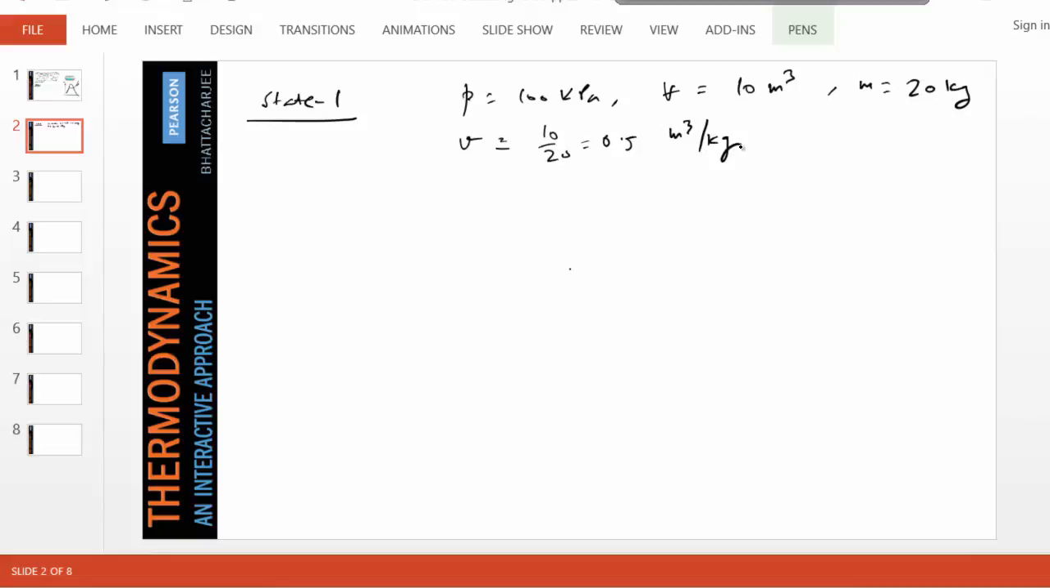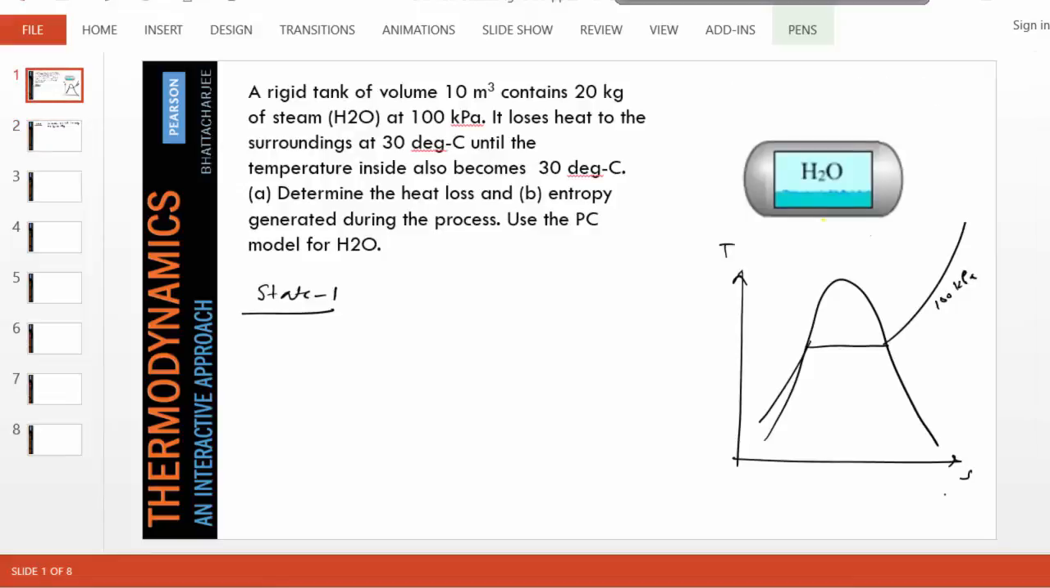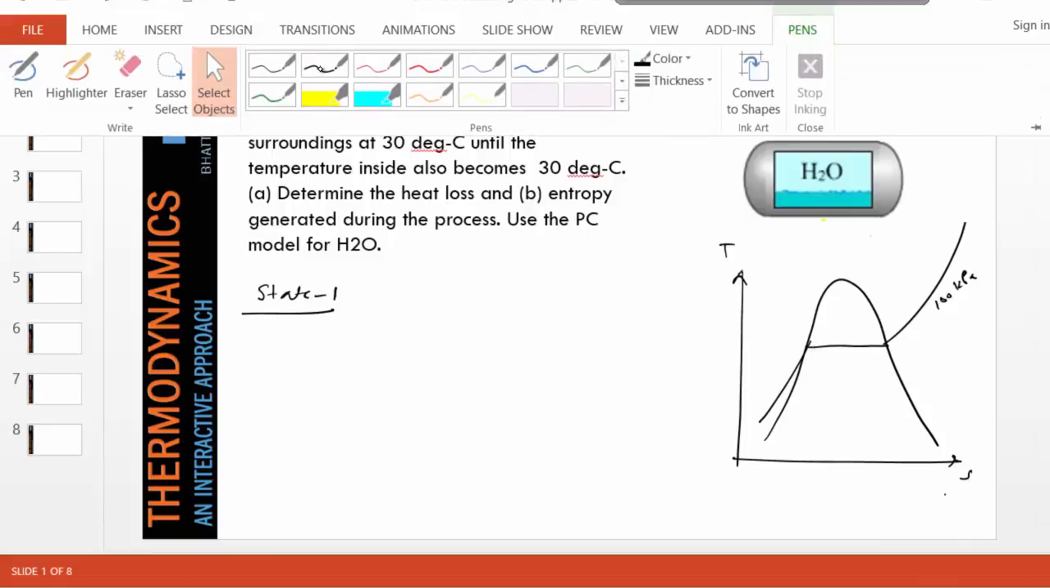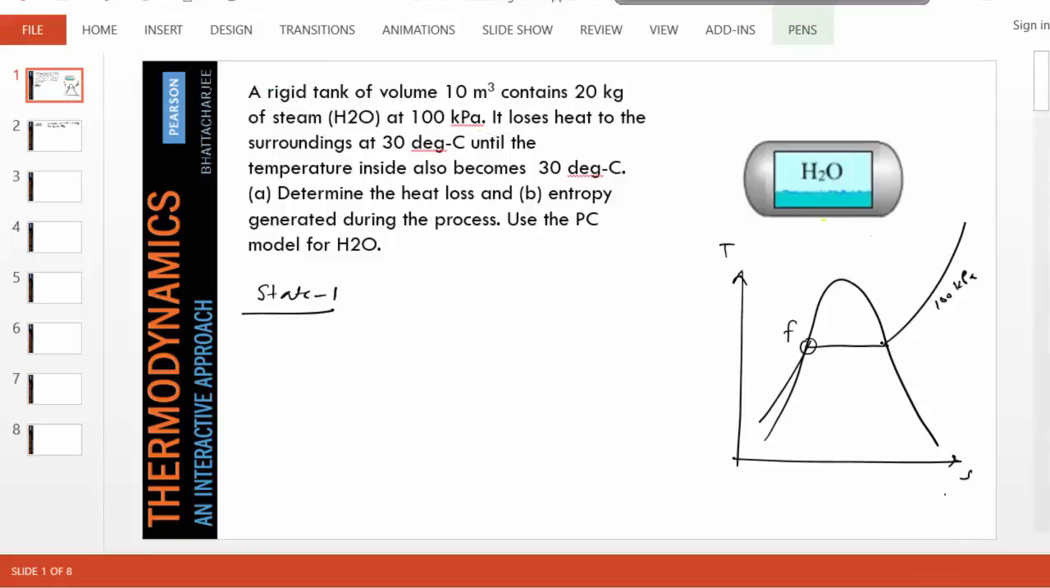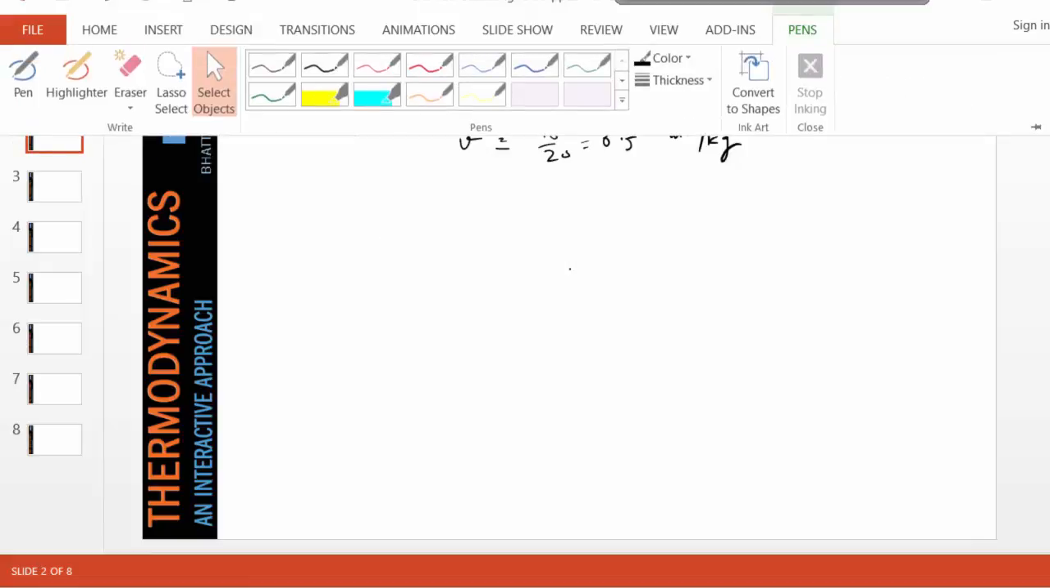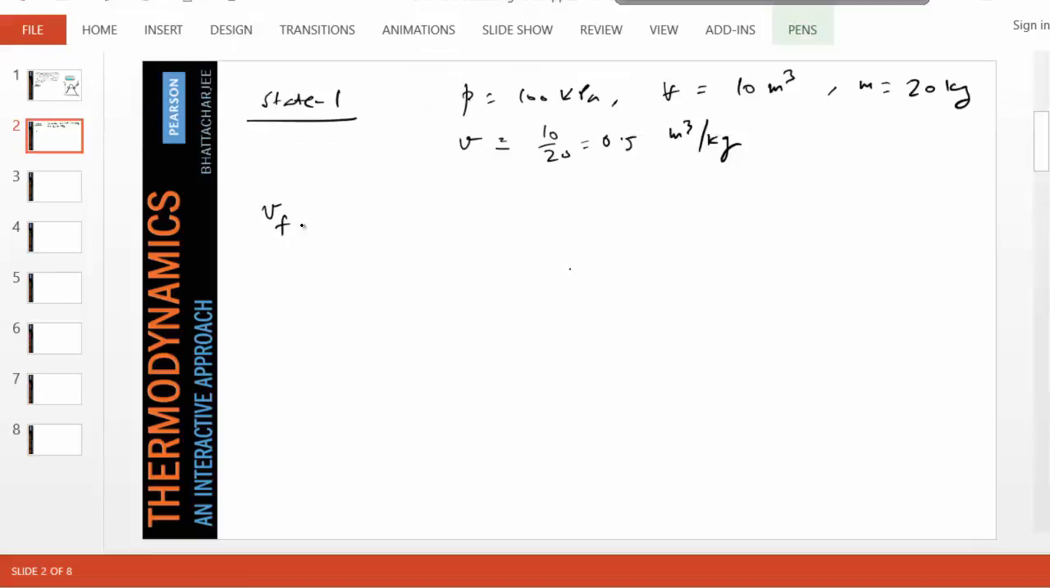So immediately we know that for state 1, pressure and specific volume are known. We have done this in chapter 3. If you forgot, we immediately find Vf and Vg. If v is in between, then it's a mixture. If v is more than Vg, it's a superheated vapor. And if v is less than Vf, then it will be subcooled liquid. So how do you find Vf and Vg? Vf at 100 kPa and Vg at 100 kPa.